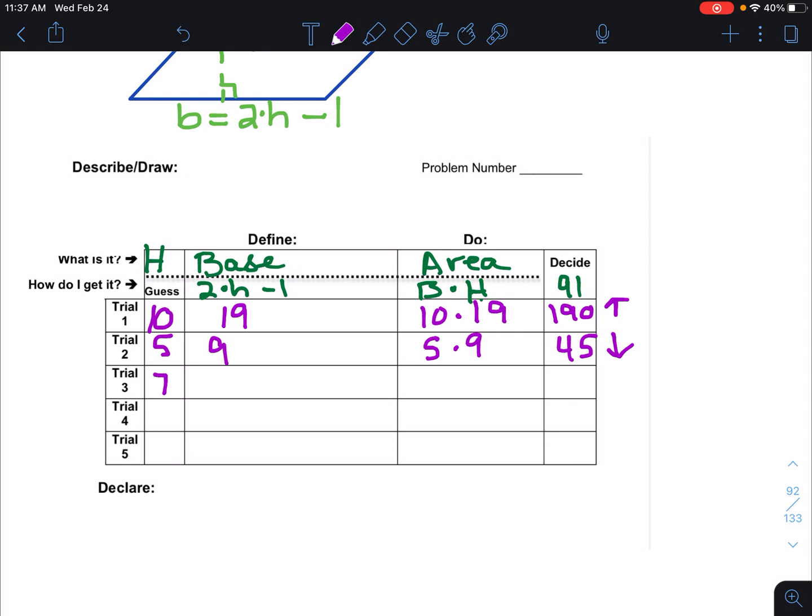So let's go with 7. 7 times 2 is 14. 14 minus 1 is 13. So my base would be 13. And then I'm going to do 7 times 13. So in my head, 7 times 10 is 70. 7 times 3 is 21. Oh, I got it. That's 91. So I got it on my 3rd try.